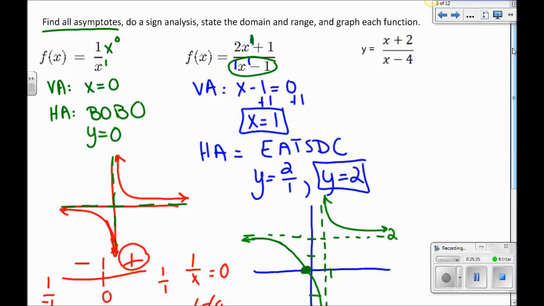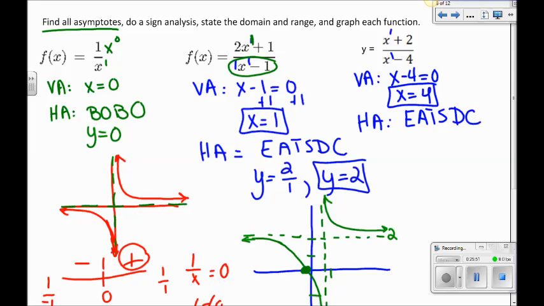Let's see. Okay, this function here. I think this is the last one. Okay, so we're going to look at, again, how do we graph this function? We've got a vertical asymptote when x minus 4 equals 0, which means x equals 4 is our vertical asymptote. For the horizontal asymptote, our exponents are the same, so we're going to divide our coefficients. Our coefficients are 1, so we've got y equals 1 over 1, which means y equals 1.